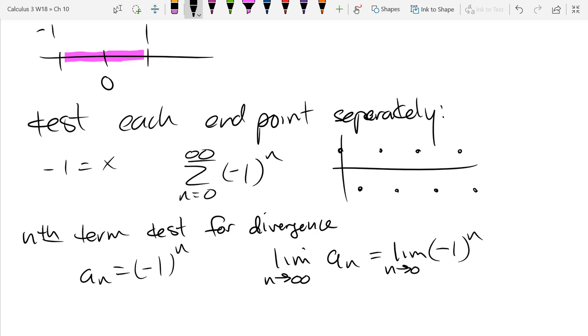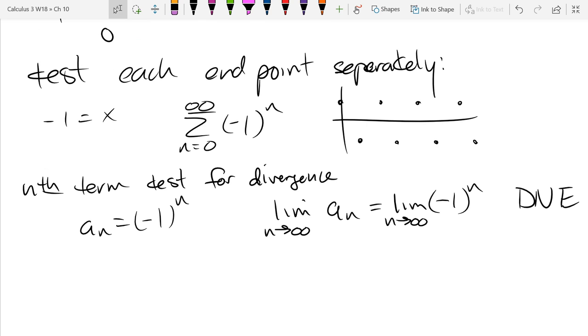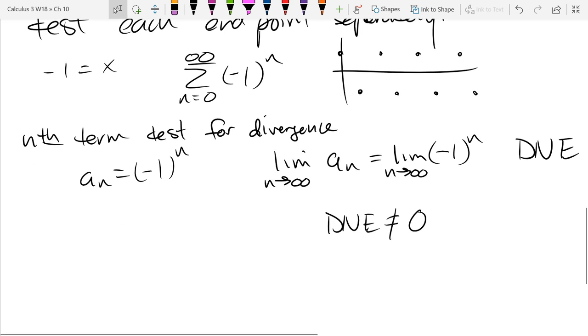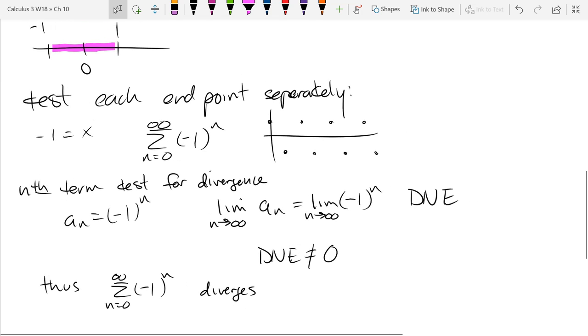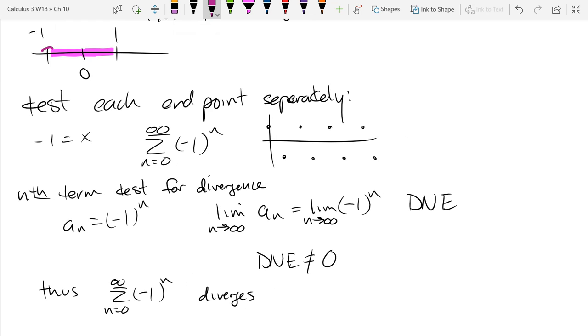So what can we say about this limit here? What's the limit of negative 1 to the nth power when n gets really big? Or is there no limit? So there is no limit. It goes negative 1, positive 1, negative 1, positive 1. So this limit does not exist. So remember, the nth term test for divergence says if this limit is not 0, it automatically diverges. So I could write that the limit does not equal 0. Diverges. So I'm going to go back to my interval, and I get to explicitly say negative 1 is out. So I'm going to not include negative 1.